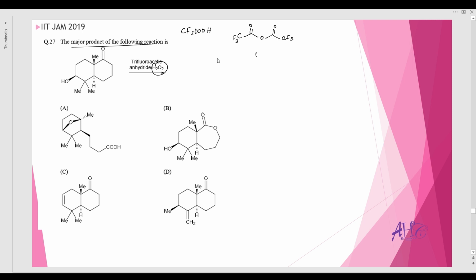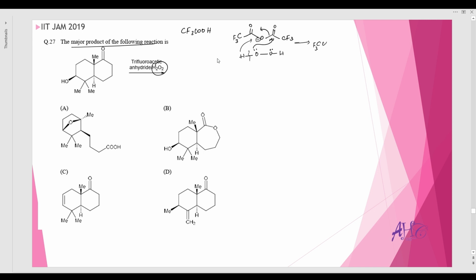On reaction with H2O2, what forms? Your O minus will literally attack your carbonyl group, thereby leaving this one. So what happens here? O minus will form here, so this hydrogen will be taken. So this will form two groups.